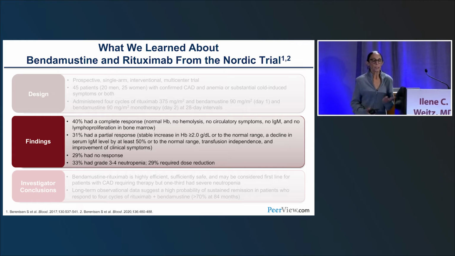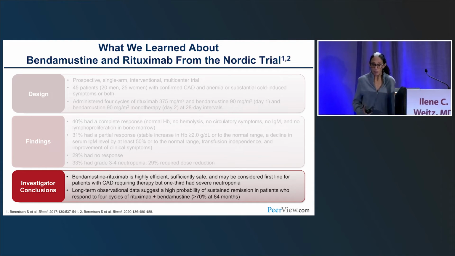It also alleviated some of the cold symptoms, reduced the IgM, and cleared the bone marrow. A third of patients had a partial response, and 29% of patients did not respond. But a third of patients had grade 3 to 4 neutropenia and really required a dose reduction. And remember, these are older patients, so neutropenia in an older patient is a recipe for disaster.